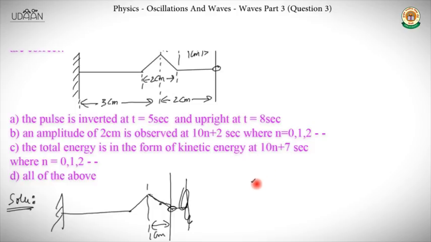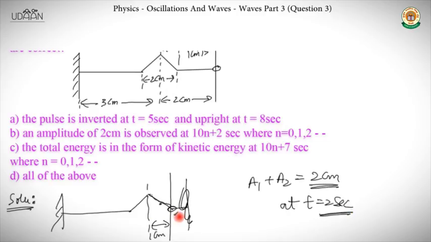So we get A1 plus A2 is 2 centimeters at t equal to 2 seconds. And the phase doesn't change; it is upright. Since one wave created another wave, you can now make sense of the options having expressions of the form 10n plus 2, because a lot of things will keep on repeating here.